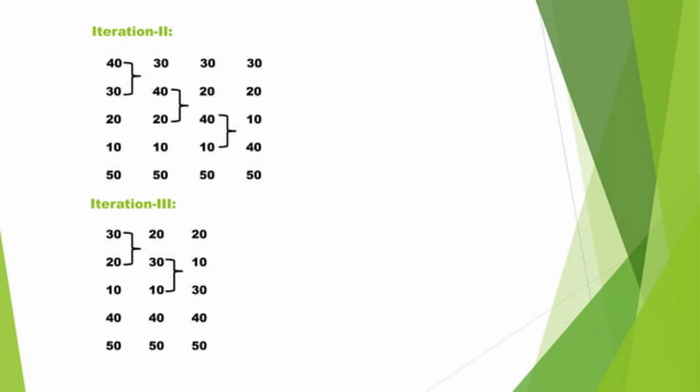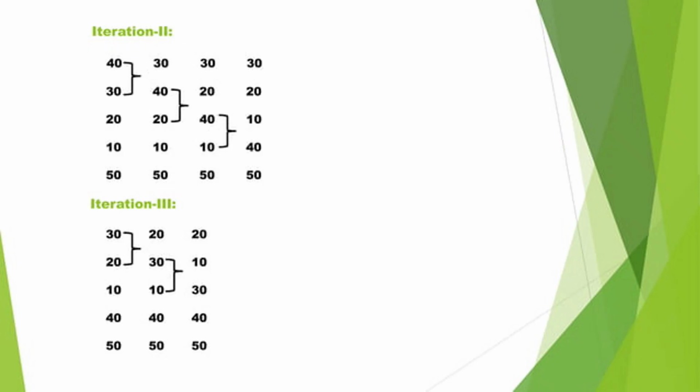Next, compare A of 1, 30 and A of 2, 10. As 30 is greater than 10, swapping must be done. So now the array will be 20, 10, 30, 40 and 50. Next, compare A of 2, 30 and A of 3, 40. As 30 is less than 40, no swapping. Now the array will be 20, 10, 30, 40 and 50. Now 40 and 50 are already sorted.